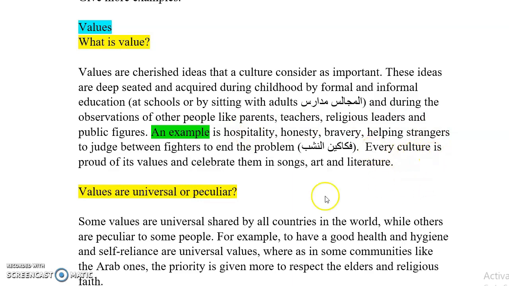Every culture is proud of its values and celebrates them in songs, art, and literature. So we find many songs in Jordanian culture, for example, that talk about the hospitality of the Jordanian people or the bravery of the Jordanian people.